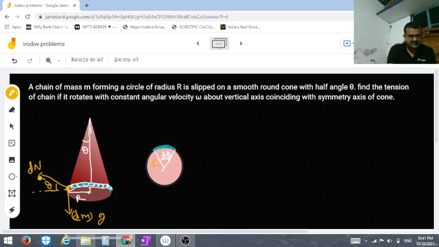Now if I form the components of this, I can see the horizontal component will be dn cos theta, and the vertical component is dn sin theta. Okay. Now in this condition we have analyzed all the forces, but let us analyze the forces in the plane of the circle. Here you can see the tension will be acting in this direction.